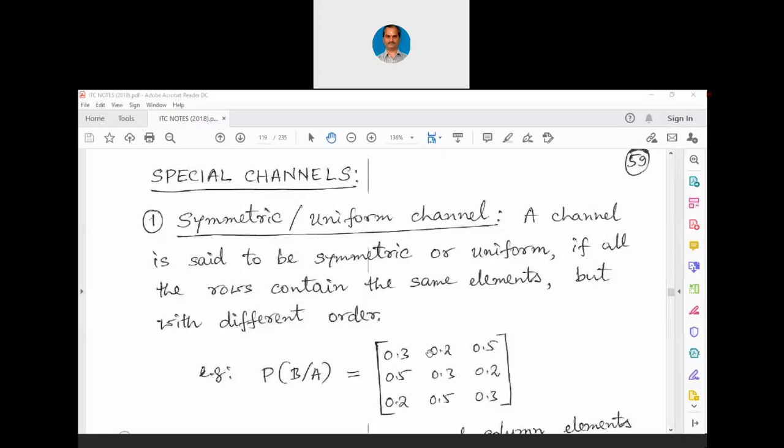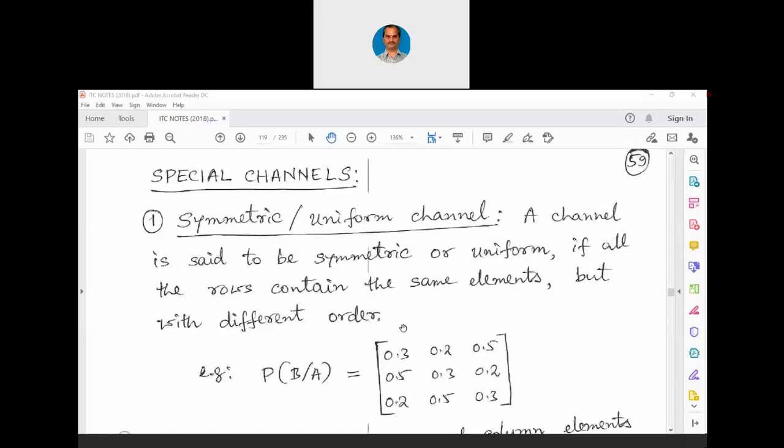You can see that 0.5 plus 0.2 plus 0.3 is 1. At the same time, you can see in the columns also that 0.5 plus 0.3 plus 0.2 is 1. Here also 0.2 plus 0.3 plus 0.5 is 1. Here also 0.5 plus 0.2 plus 0.3 is 1. Now we have written a conditional matrix here. This is not a joint probability matrix. This is a conditional matrix, P of B slash A, in terms of conditional probabilities.